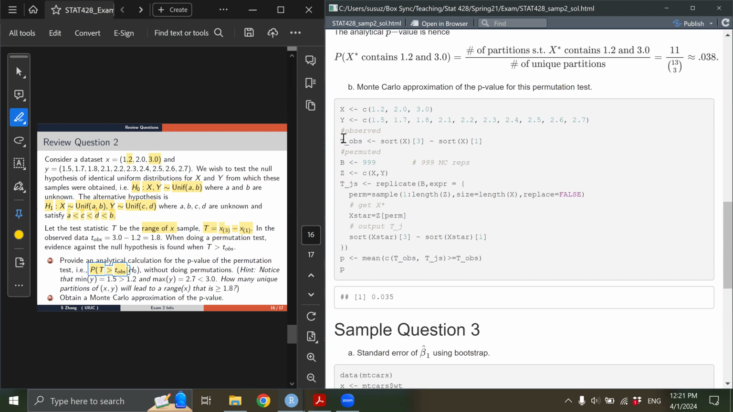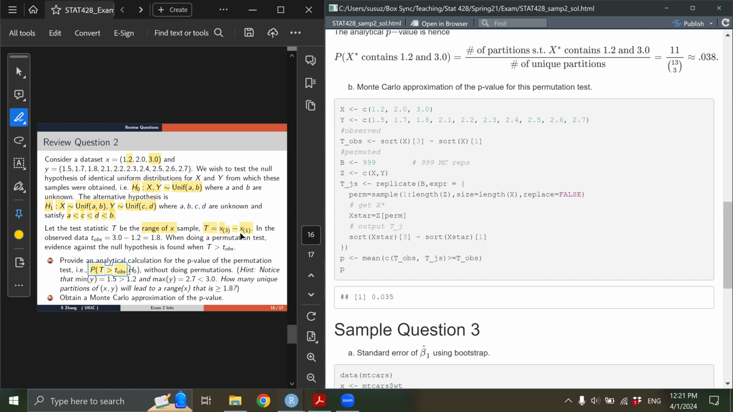In the permutation test, the first step is computing the observed test statistic. So t observed gives you, on this unshuffled original data, what is the range of x? Generally, you can do this by sorting x from the smallest to the largest. It's given by sort x, and then you take the difference between the third and the first entry. That will give you the observed T.